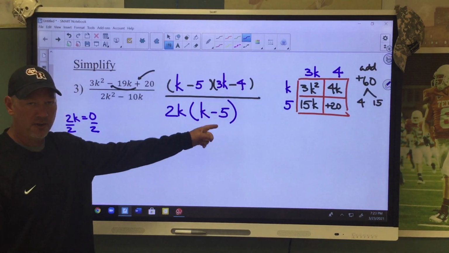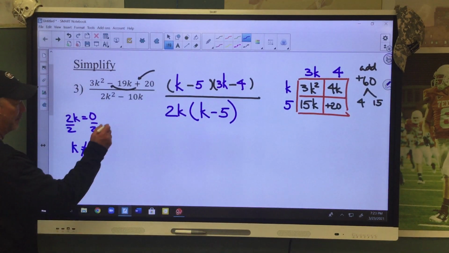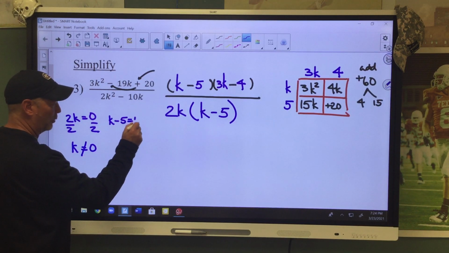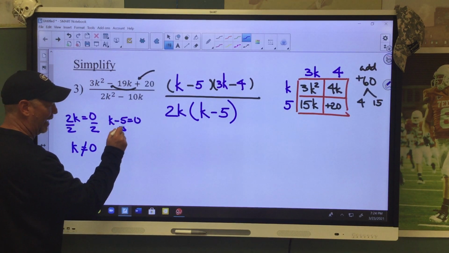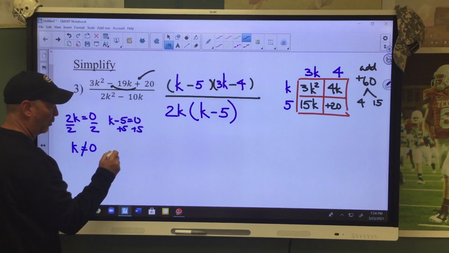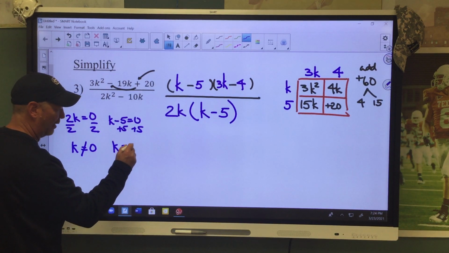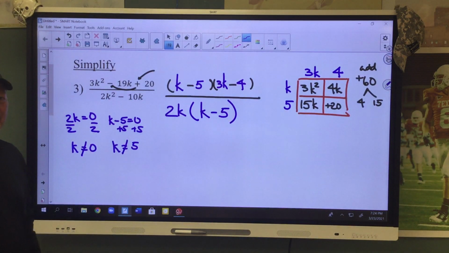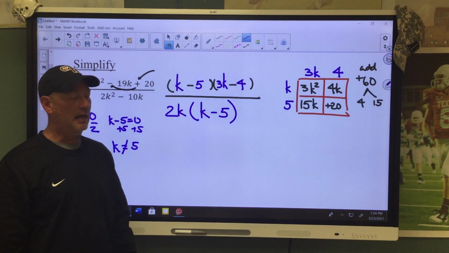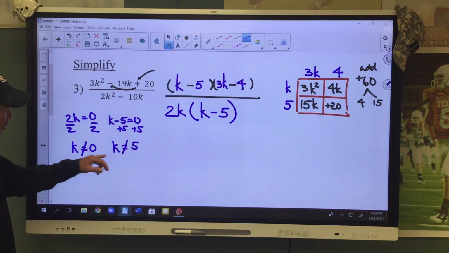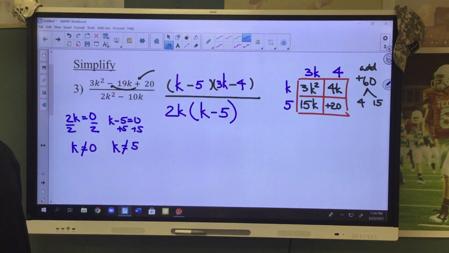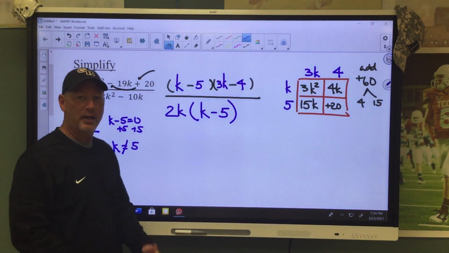And then we'll take our other variable, we'll say k minus 5. Set that equal to 0. Add 5. We're going to get k equals 5. And then we're going to put our slash through it, and we're going to say, no, k cannot be a positive 5. This problem, we will have 2 excluded values. And then once you find your excluded values, you are ready to reduce.